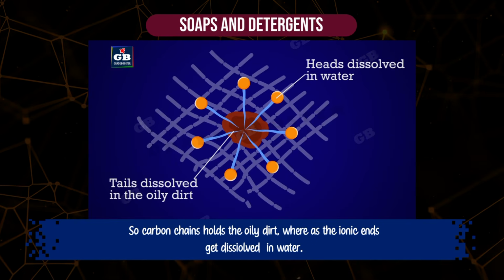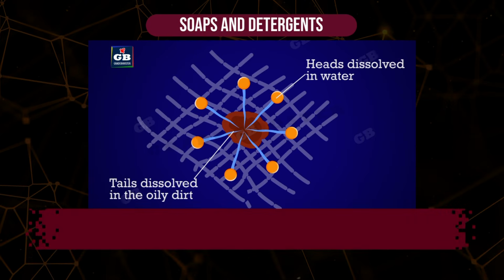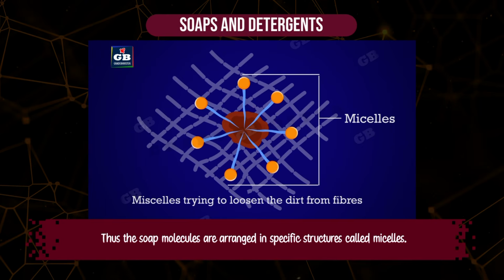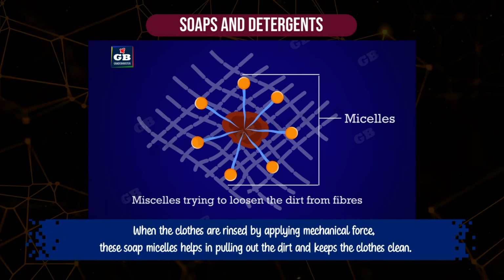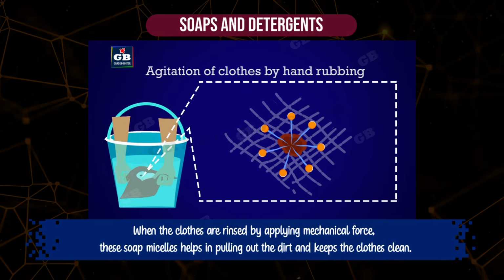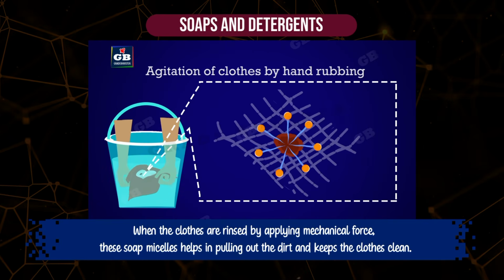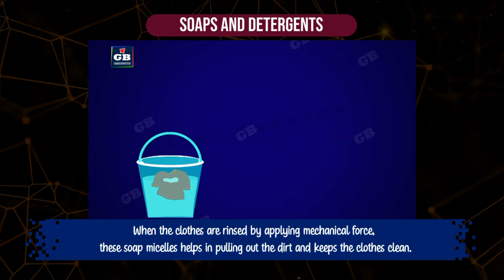Thus, the soap molecules are arranged in specific structures called micelles. When the clothes are rinsed by applying mechanical force, these soap micelles help in pulling out the dirt and keep the clothes clean. This is all about carbon and its compounds.